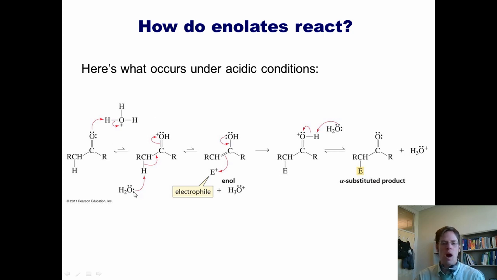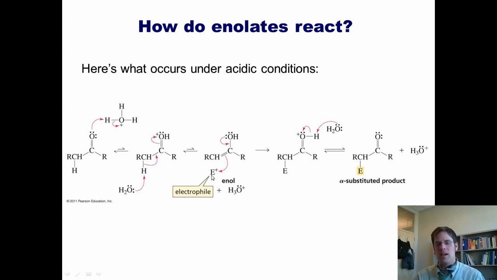Then the water byproduct can now strip an alpha hydrogen, thrusting the electrons in here to form a double bond and pushing these electrons up into the oxygen to neutralize its positive charge. This gives me an enol. This is not an enolate, it's an enol.